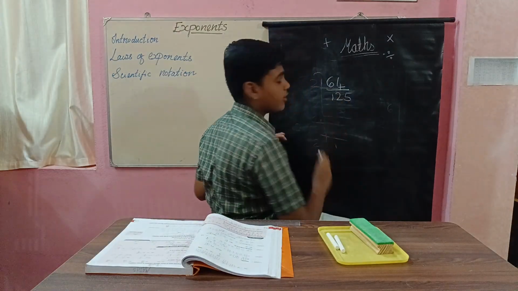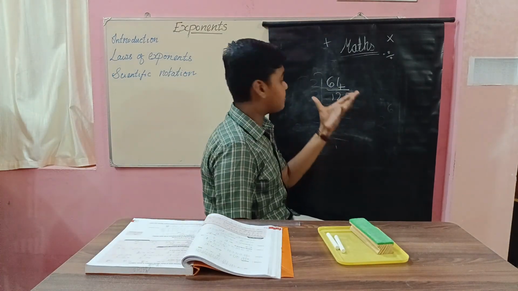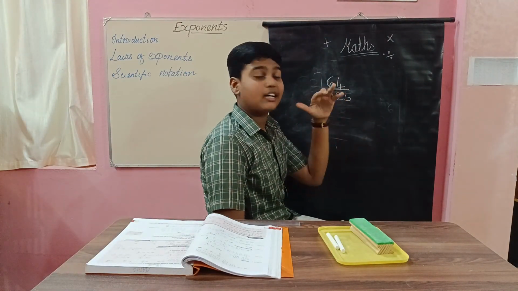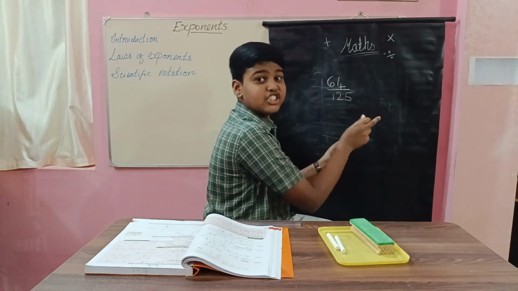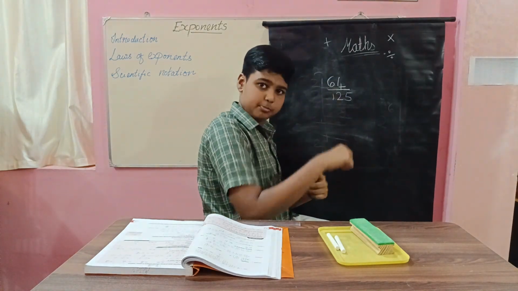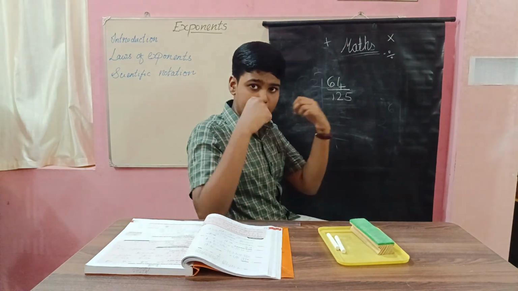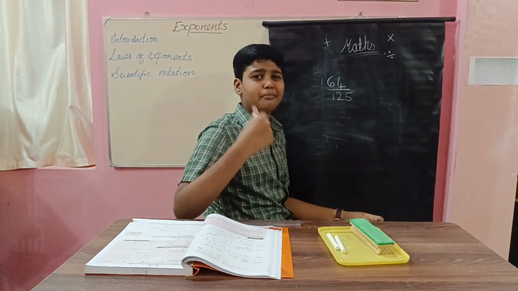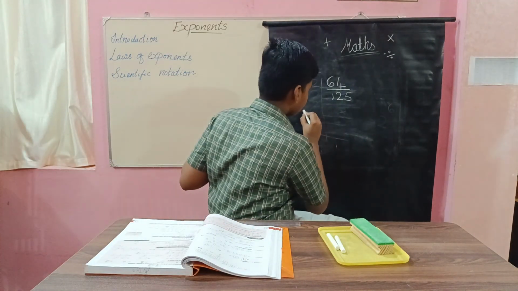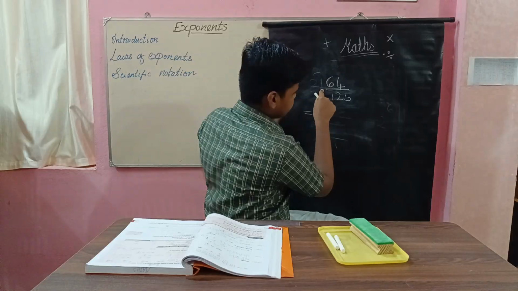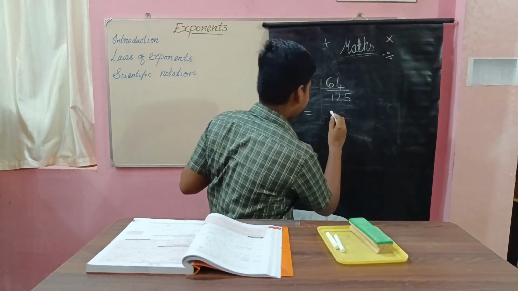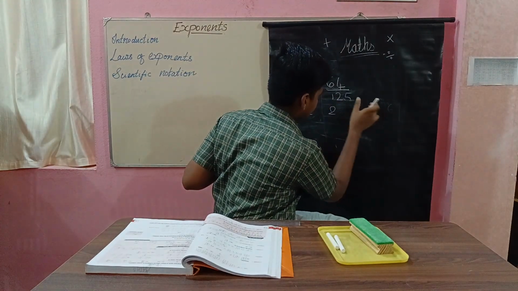So 64 by 124. How can I split this? This is actually a rational number. I need to write this in exponents. Actually, it's in simplest form according to math. They used to tell it like this, but I make it simpler for you. Okay. So for 64 we already wrote it here. So 2 to the power of 6.